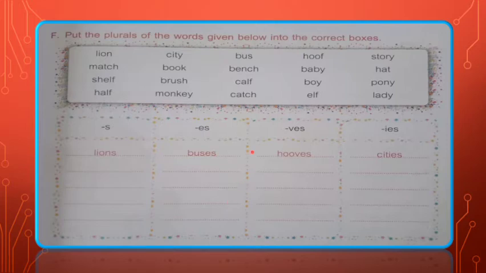Now let's go to the next word. Hoof. Yes, children. Hoof ends with F. So in place of F, what do we add? V-E-S, no? H-O-O-V-E-S, hooves. So children, that one is already done. Now we will go to the next word. Baby. Baby ends with Y, and the letter before Y is the consonant letter B. That's why we will remove Y, and in place of Y, we will add I-E-S.